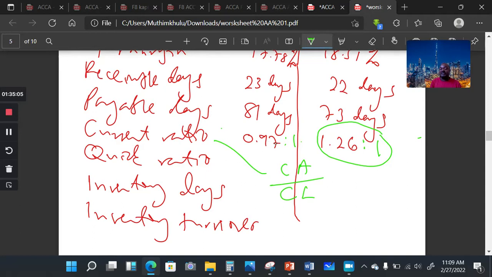Some prefer to put it as 0.97 to a liability, or simply 0.97. But what this 0.97 means is that we have a 0.97 ability to meet our current liability obligation, which means we have more current liabilities as compared to current assets.